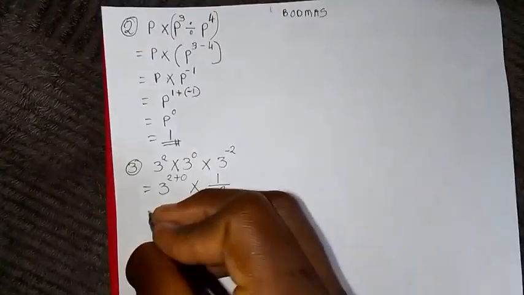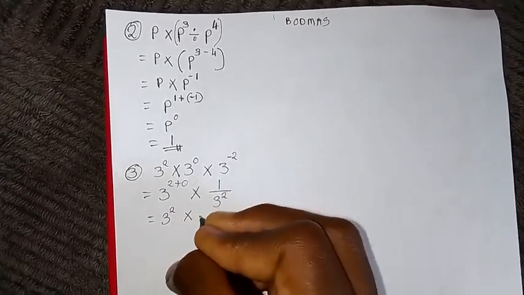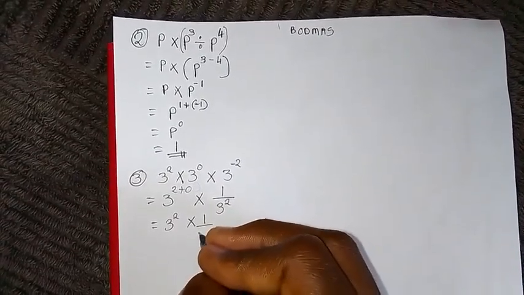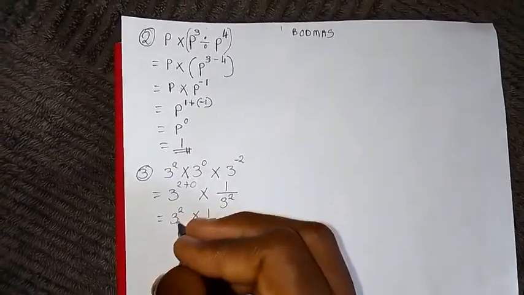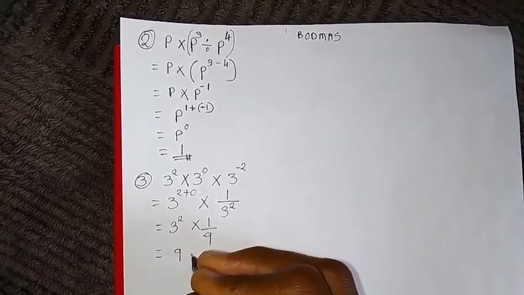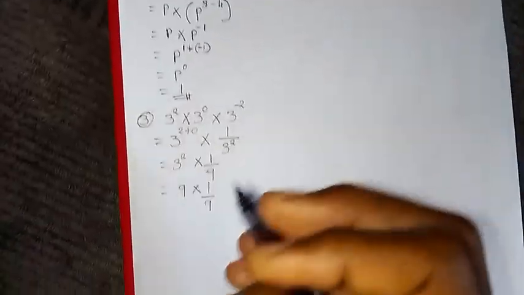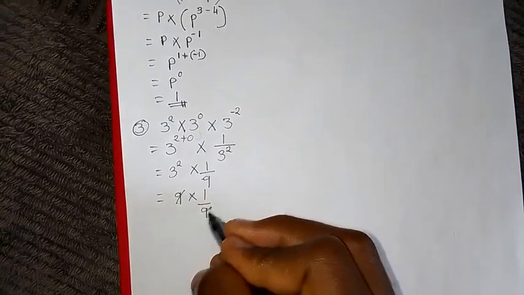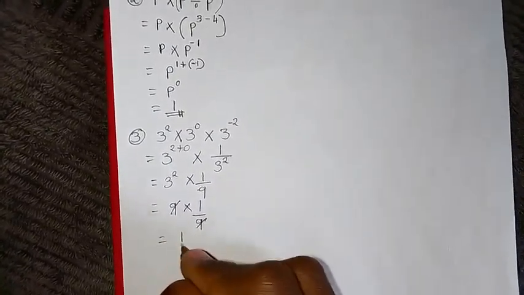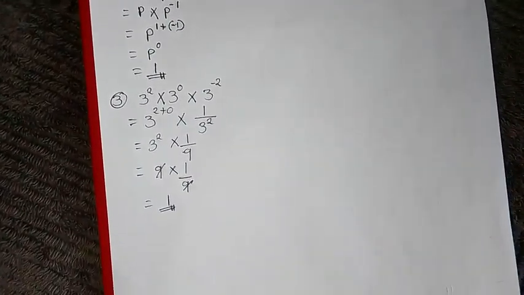So this is going to equal 3 squared multiplied by 1 over 9. So 3 squared is 9, over 9. Then these cancel out. When you divide them, it's 1. So it's going to equal 1. So let's go to the next.